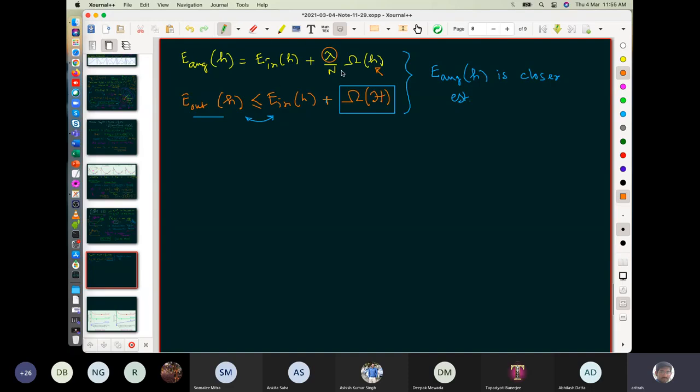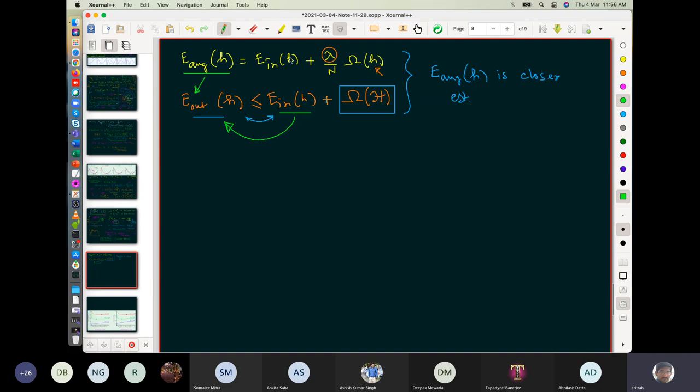But with respect to validations and all, I have this in my hand. So E augment is better or closer than E in as a proxy for E out. So the whole learning exercise is to minimize this one and track that it also minimizes E out of H. Now we are minimizing this one and tracking this one.